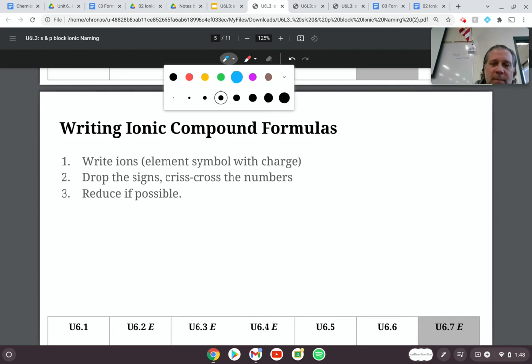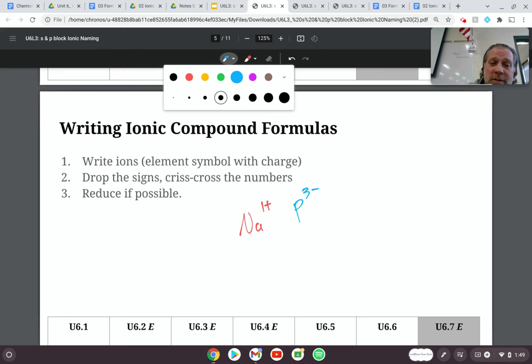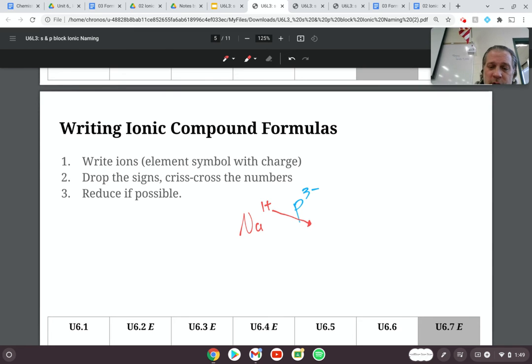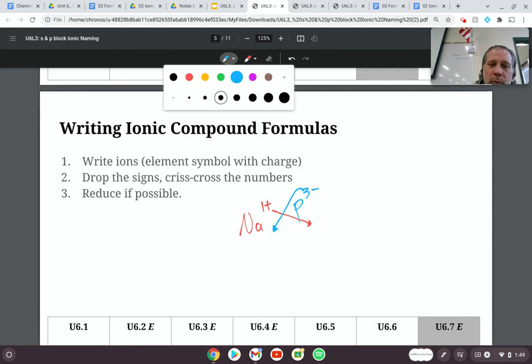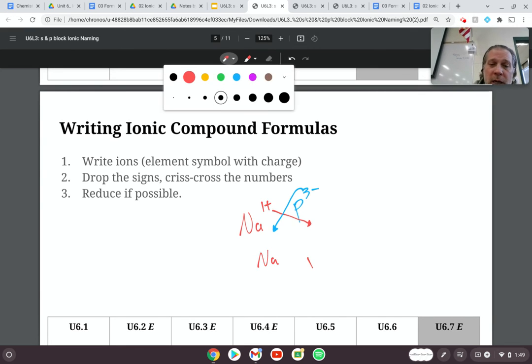So in the last example, we said that it was sodium, so that was Na with a +1 charge, and it was phosphide, with a -3 charge. So what happens is that we take the plus and the minus away, and they just become numbers, and we drop that 1 down right here. We crisscross it down behind the P. We take that 3 and we crisscross it down behind the Na. And when we rewrite it, we get Na3P1.